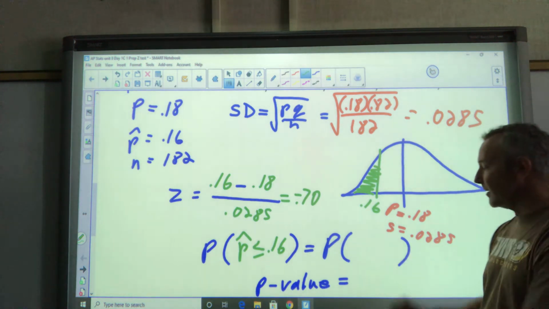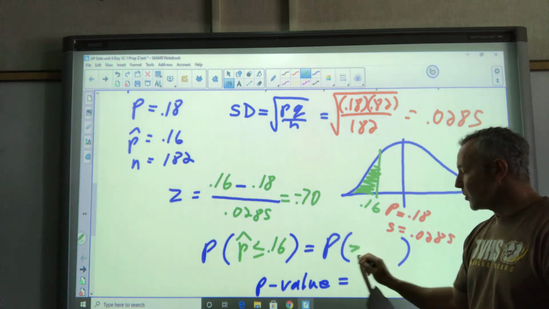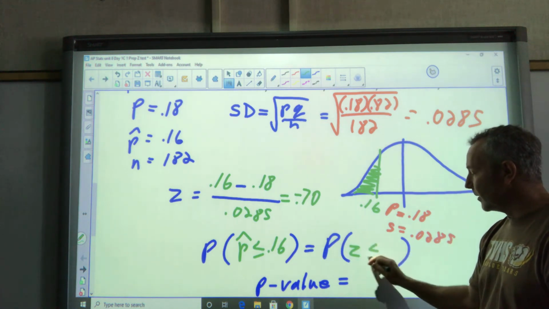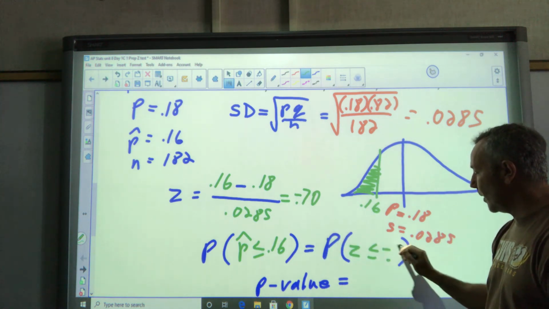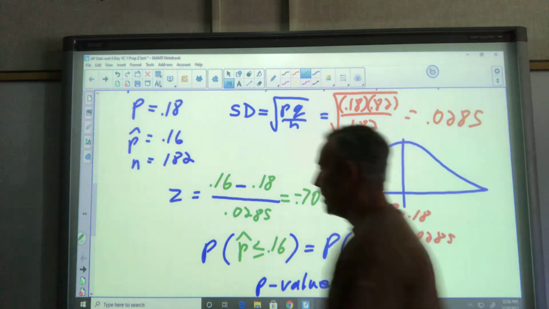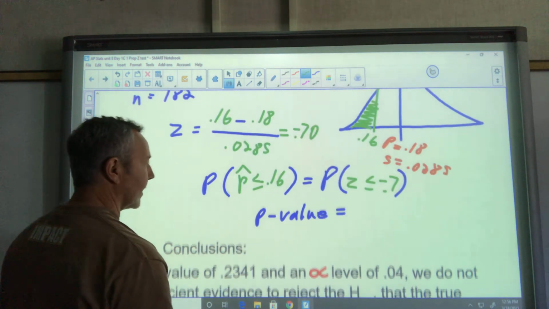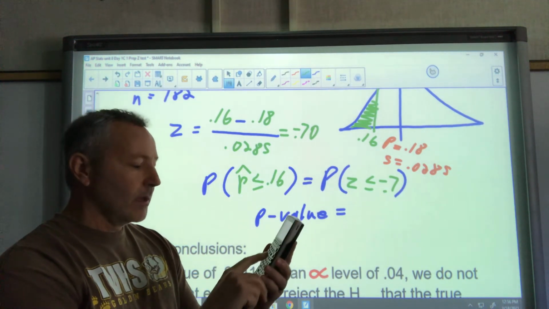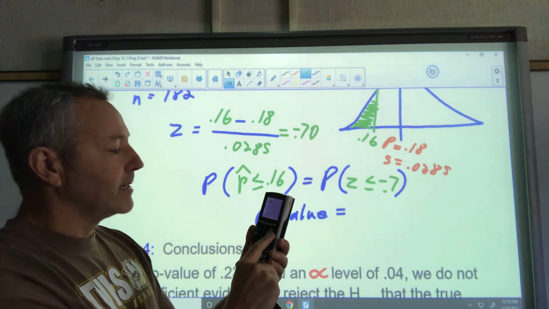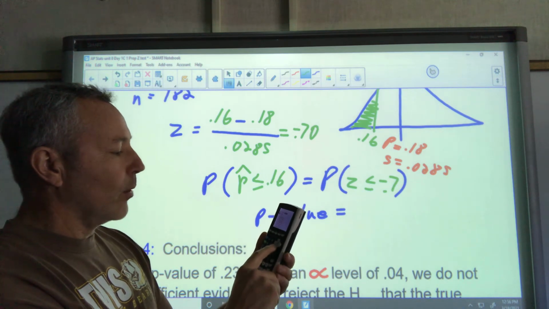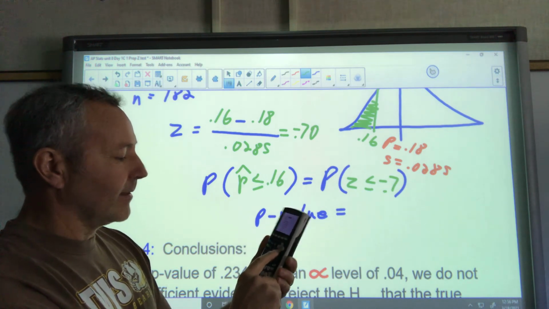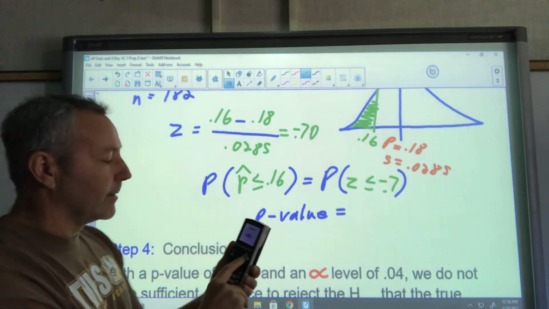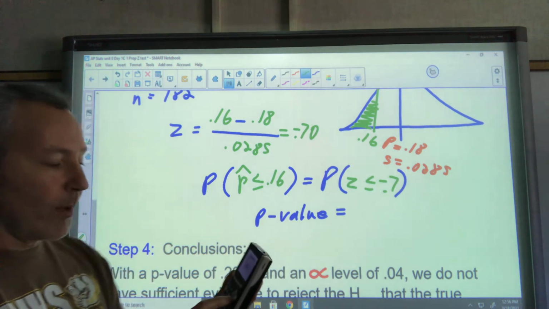All right, and then I'm going to write this as my z problem. If I transfer it to a z distribution, that would be equivalent to the probability that z is less than or equal to negative 0.7. All right, we're going to get our test and get our p-value now. So here we go on my calculator. Go to Stat, tab to Test over there, and we're going to do a 1 proportion z-test, which is choice number 5. My p with a 0, that's your null hypothesis, 0.18.